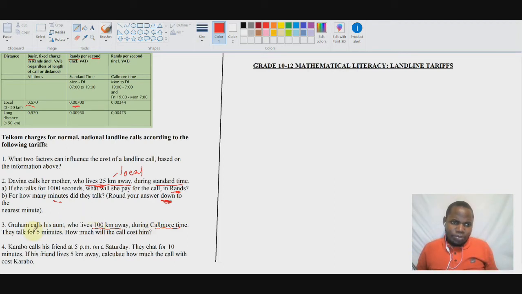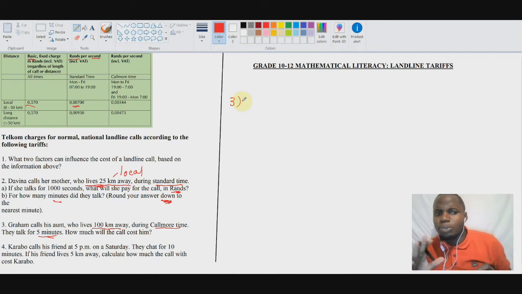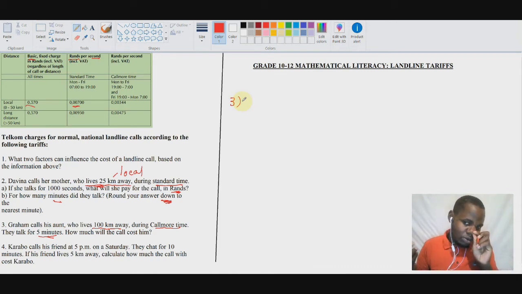All right, so now they are saying Graham calls his aunt who lives 1,000 kilometers away during call more time. They talk for 5 minutes. What will be the cost? Now you see we've underlined 5 minutes and everything else. Please do that when you come across your question paper. Don't rush, don't leave your question paper neat, because there are no marks for leaving your question paper neat. Okay, so you must use your pencil there because you may need the question paper to revise so you can erase. Okay, now they are saying calculate the cost.